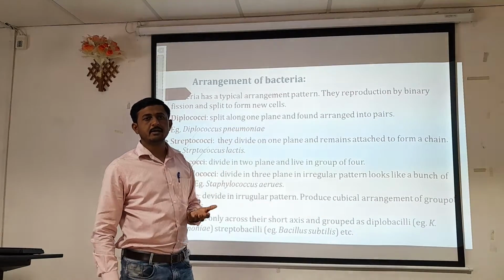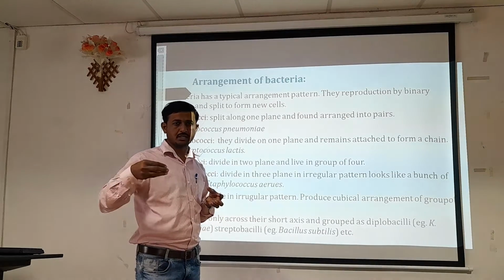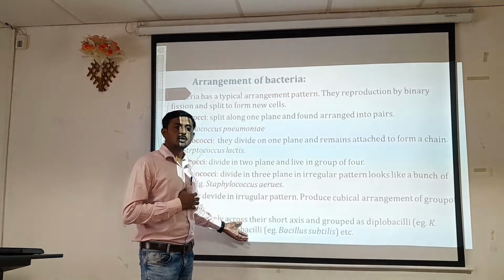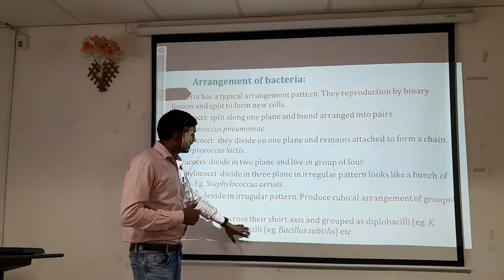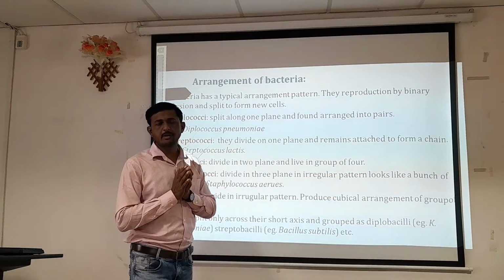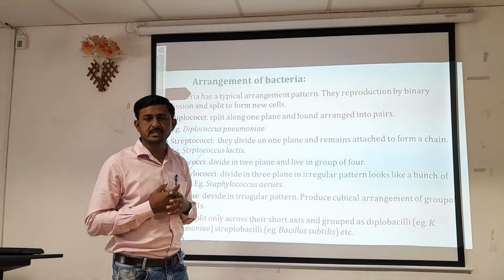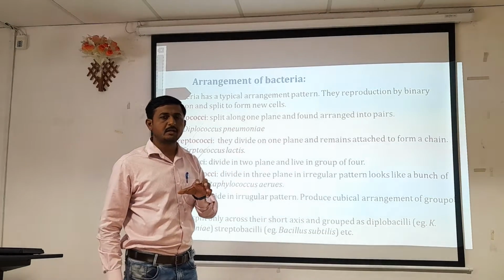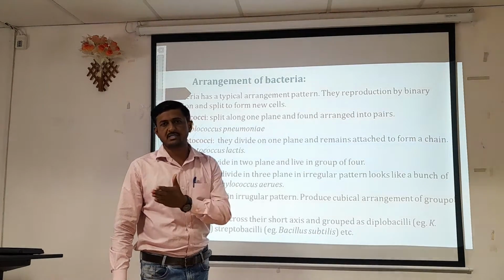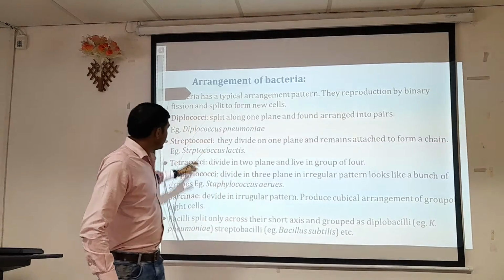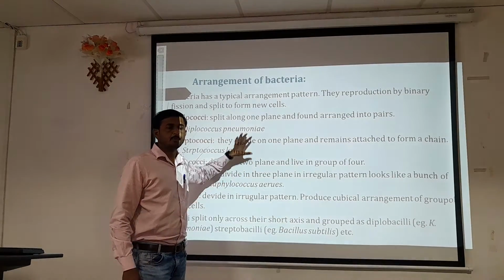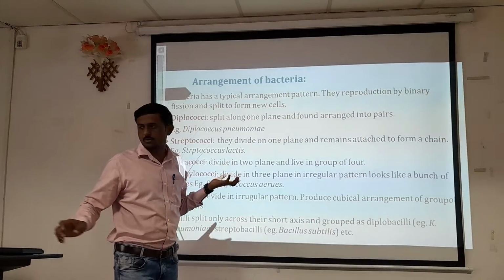Streptobacilli: if bacteria are found attached to one another in the form of a chain, that structure is called streptobacilli. Streptobacilli, streptococci. Diplobacilli, diplococci. If the shape of the bacteria is cocci and found in twos, they are called diplococci. If the shape is bacilli and found in twos, they are called diplobacilli. On the basis of arrangement of bacteria, they are grouped into another set of organisms.